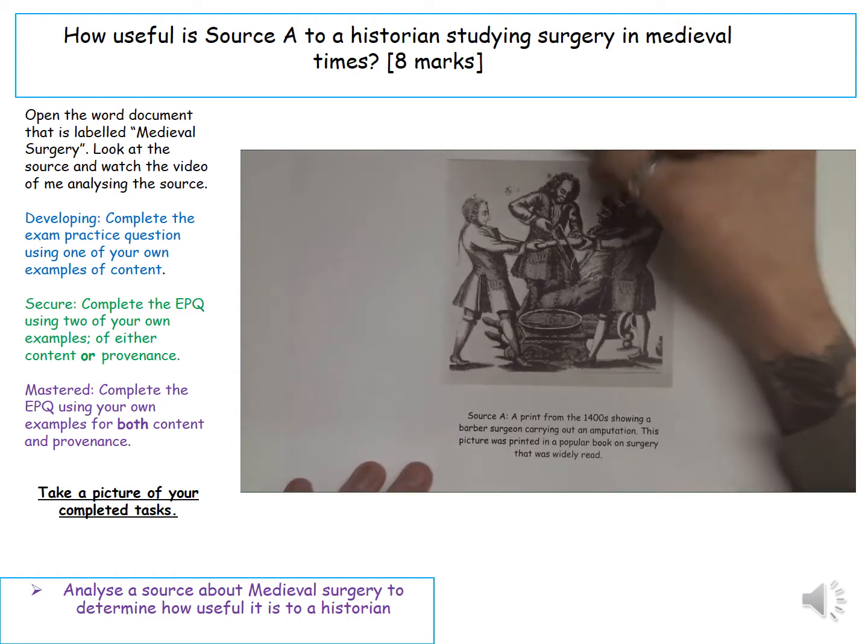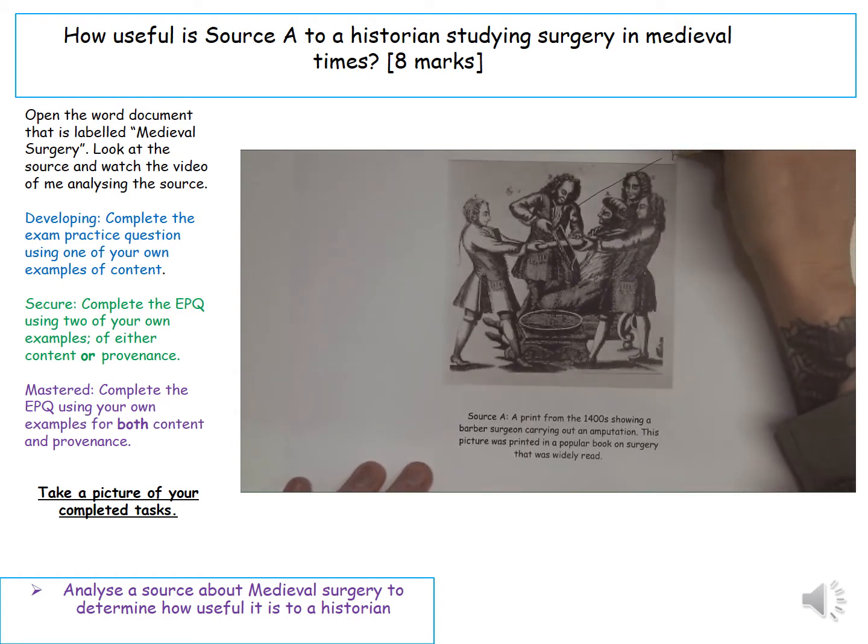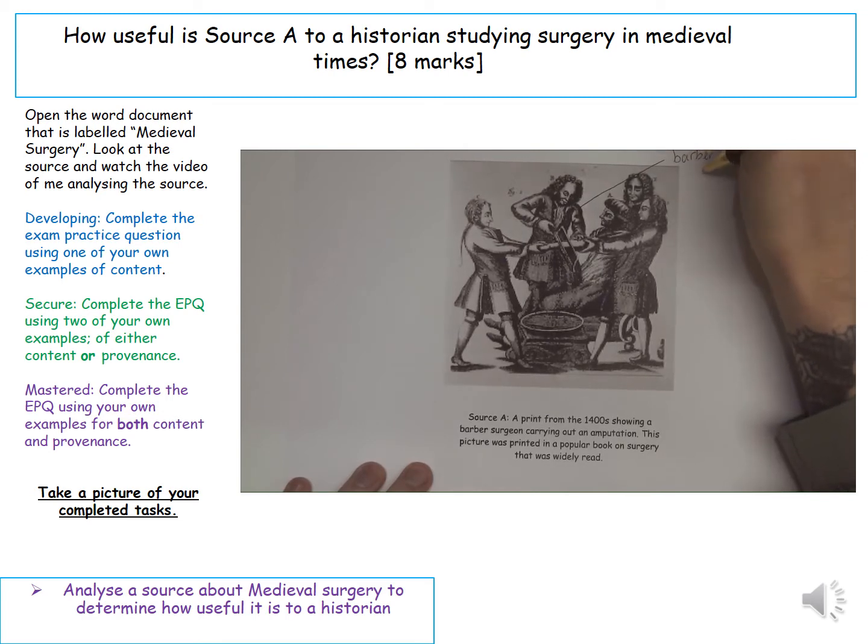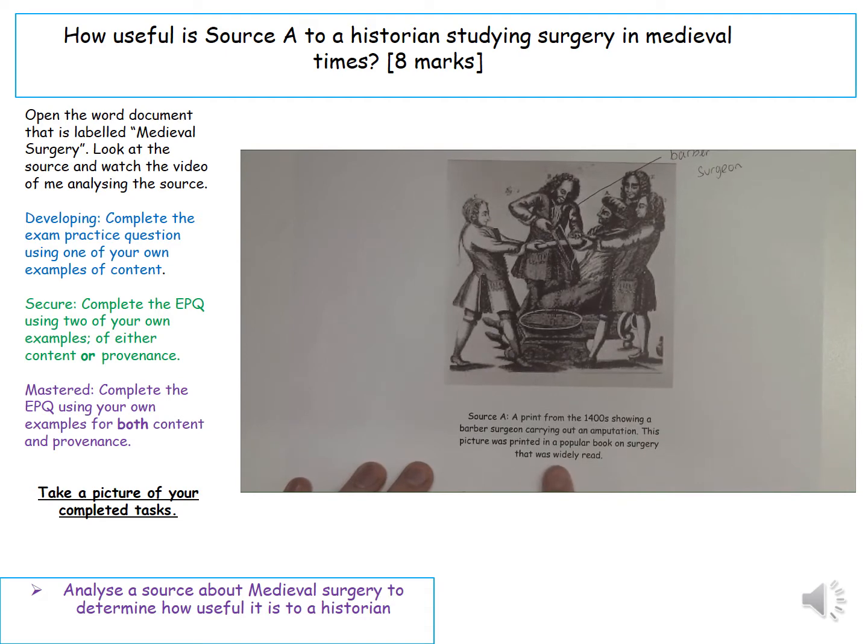Once you've watched the video, complete the exam practice question that's on the top of the screen now. How useful is Source A to a historian studying surgery in medieval times? Source A is the picture on your Word document.